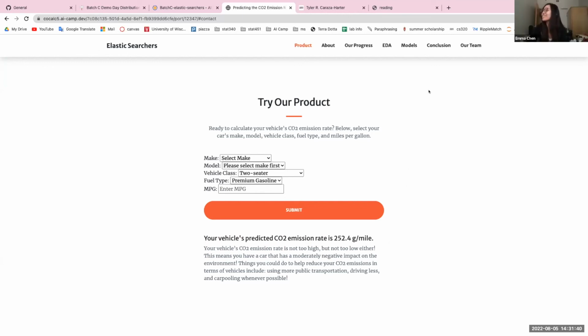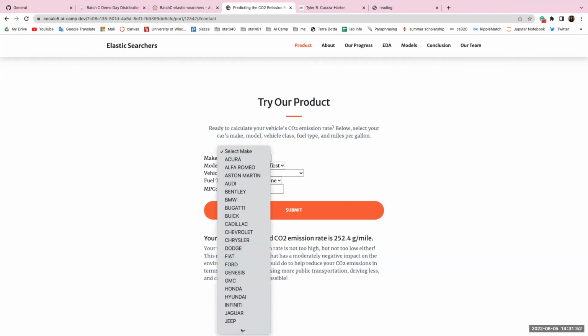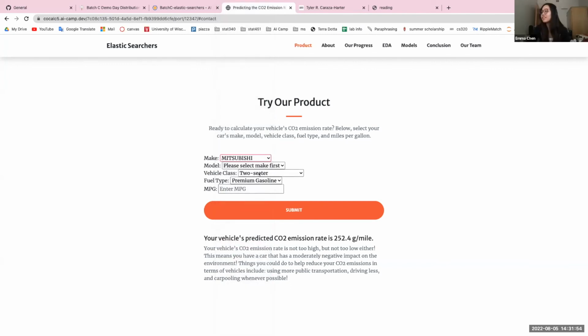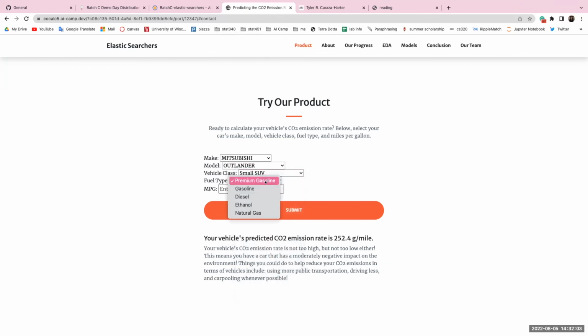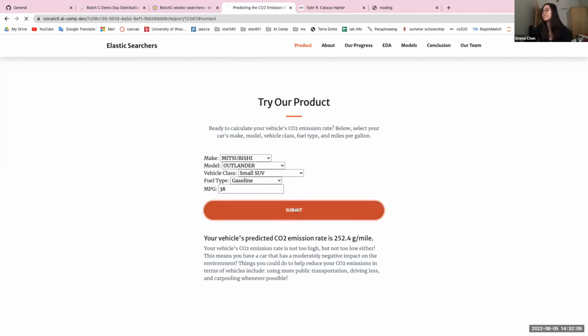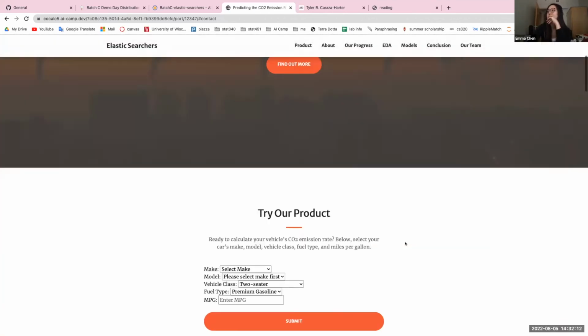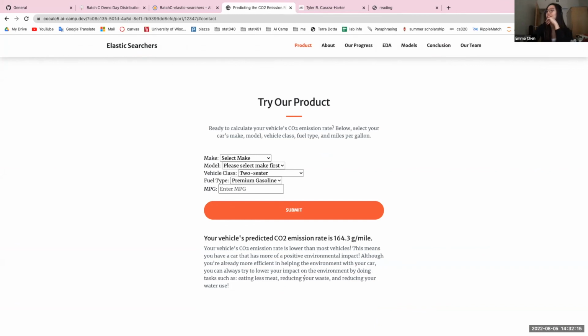Cool. Anybody want to try theirs? Yeah. Anyone else want to try? Okay, Alex, go ahead. Mitsubishi. So M. Okay. Outlander. I guess it's a small SUV. Okay. And then gasoline. And 38. Ooh. Oh, okay. Hooray! Great. It's lower than most vehicles.